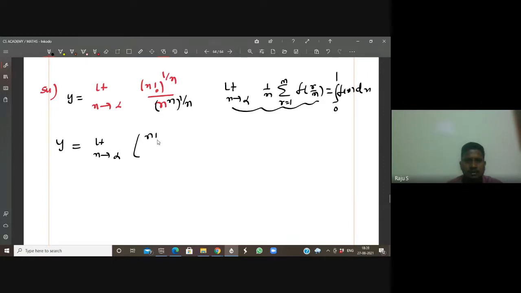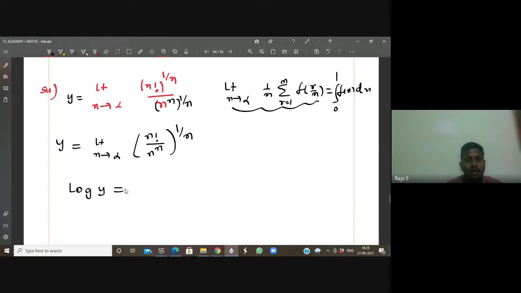Then shall I write (n factorial by n power n) whole to the power of 1 by n? I have written (n factorial by n power n) whole to the power of 1 by n, since 1 by n is common for numerator and denominator. Now I am going to apply logarithm.